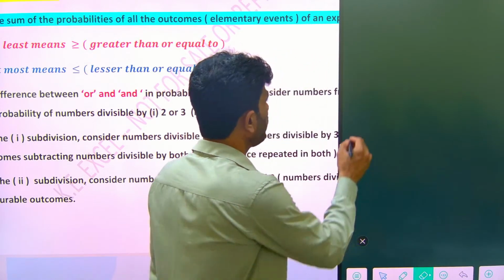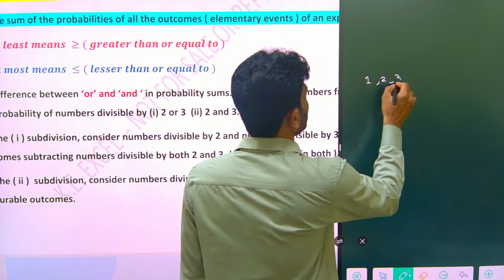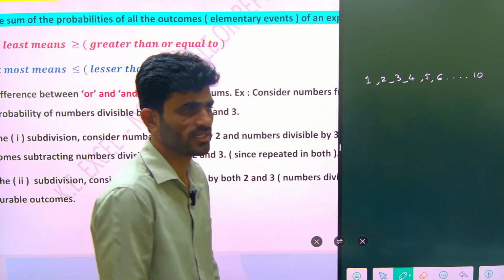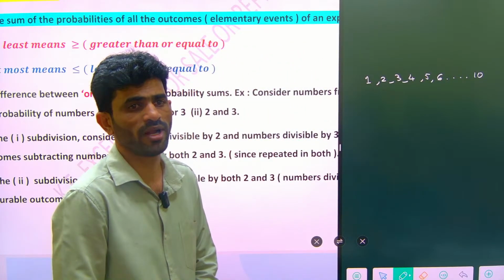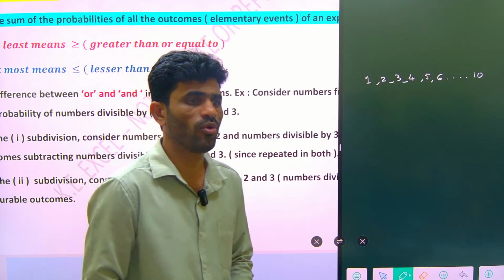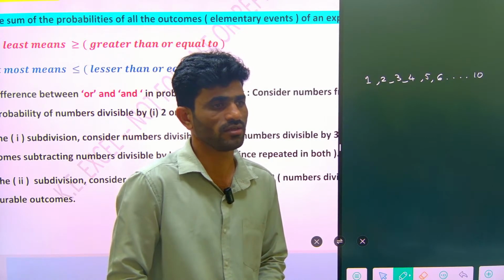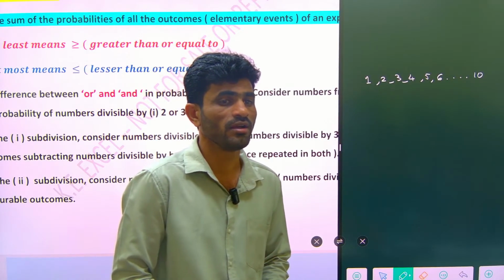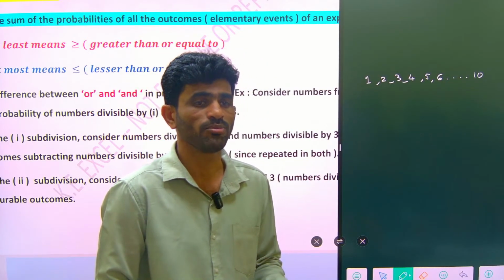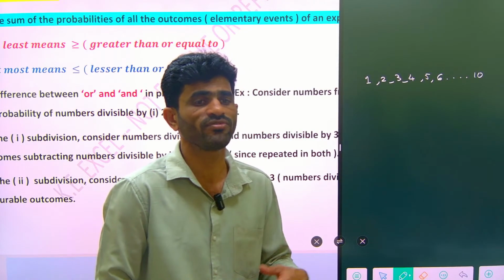For example, we have numbers 1, 2, 3, 4, 5, 6, and so on up to 10. What is the probability to get a multiple of 2? 2, 4, 6, 8, 10. How many are there? 5 are there. So 5 by 10, that is the probability of getting a multiple of 2. One more, what is the probability to get a multiple of 3?